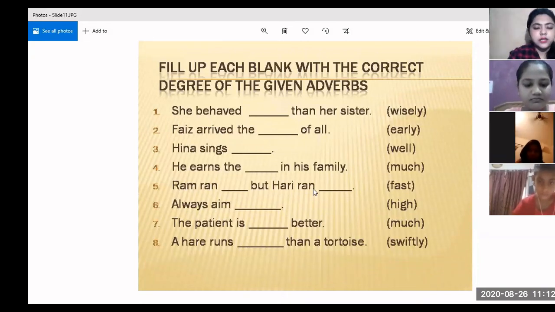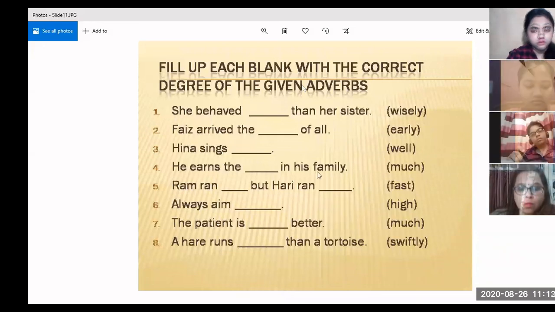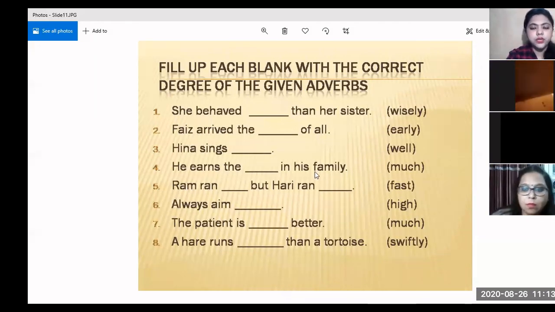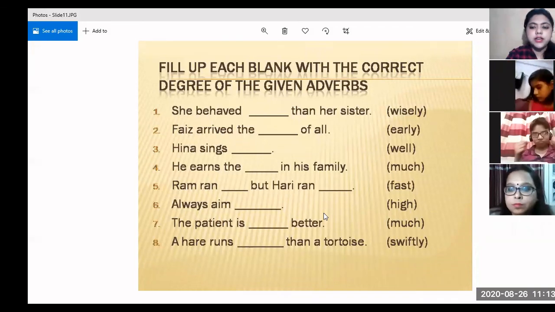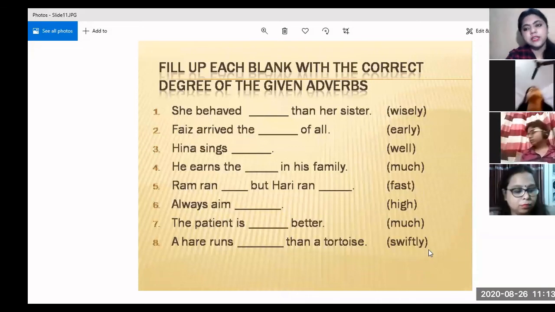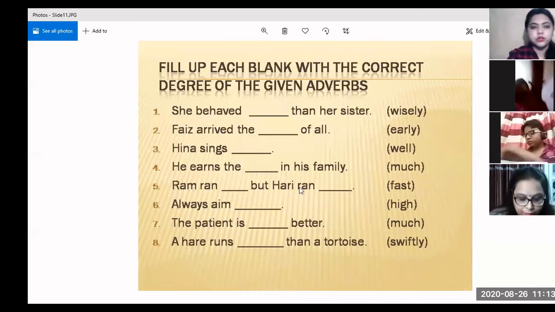Okay. And the last sentence, a hare runs dash than a tortoise. A comparison between two. I've given you the hint. A hare runs more swiftly than a tortoise. Very good. More swiftly. Okay. Janvi, now you can mute yourself. Yes, see, you can see that here an ly has been placed. So we won't be adding er, we will be adding more over here.